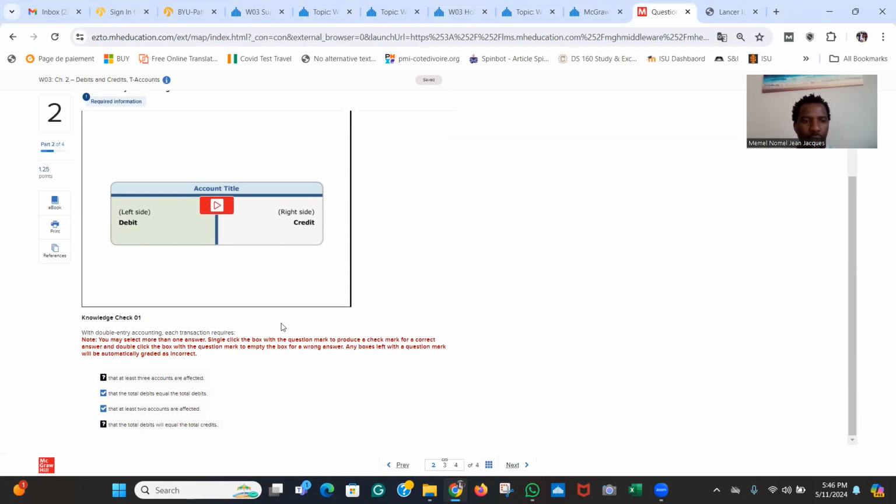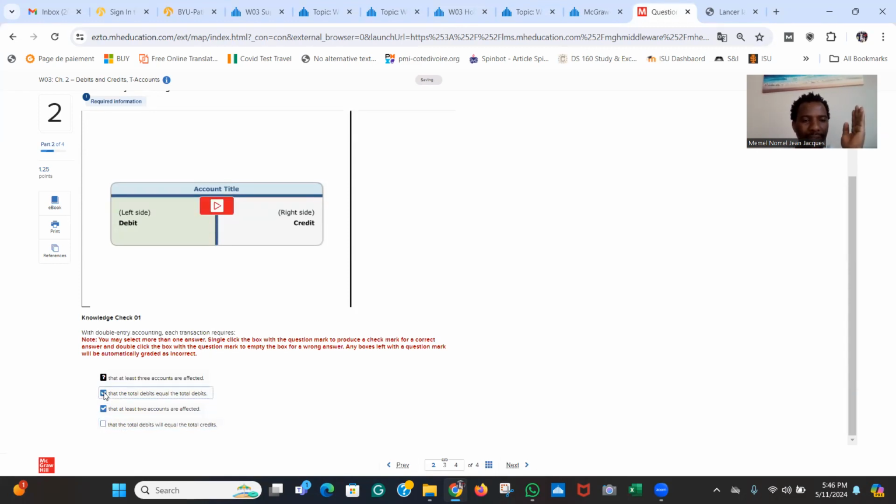Talking about the T account, two accounts must be affected. The first requirement is that at least two accounts are affected. We need two accounts to talk about the T account. And also, the total debit will equal the total credit.